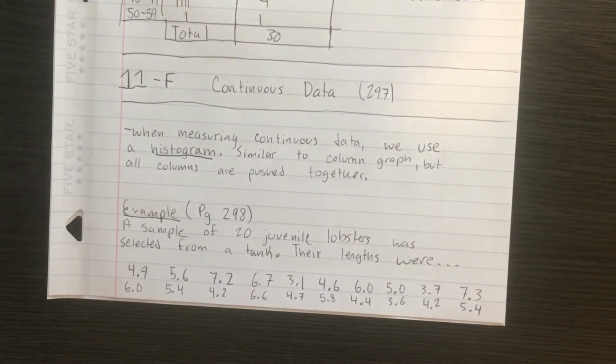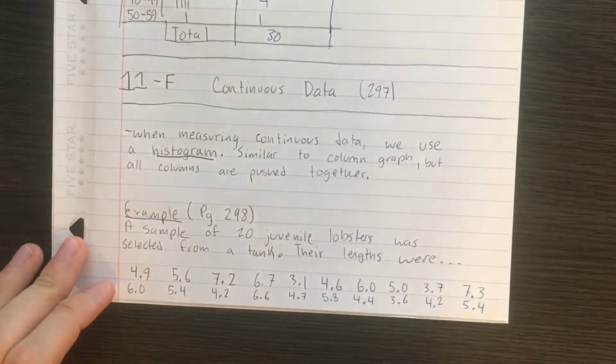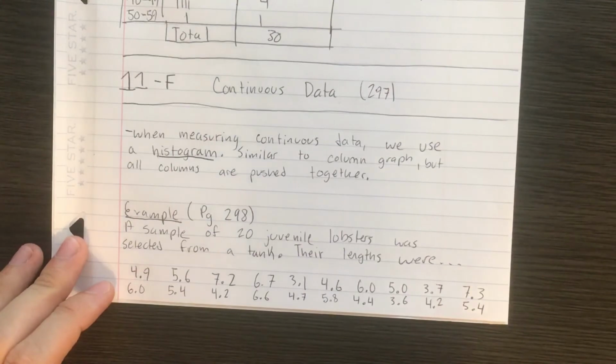So if you haven't seen a histogram before, it's basically the same as a bar graph, basically the same as a column graph, except all of your columns are going to be pushed together. So we're going to look at an example from page 298 for you all.